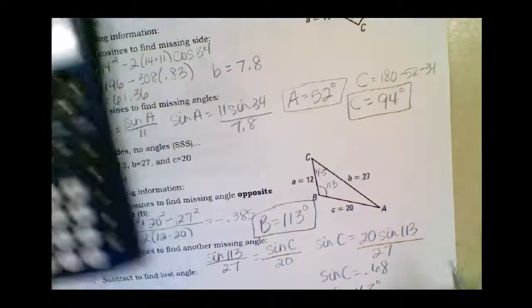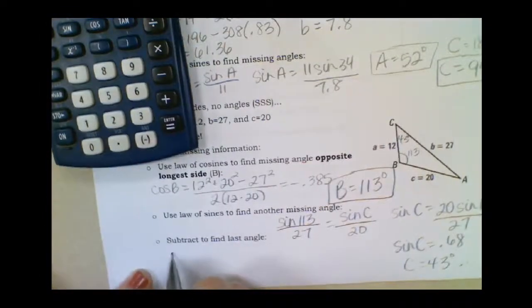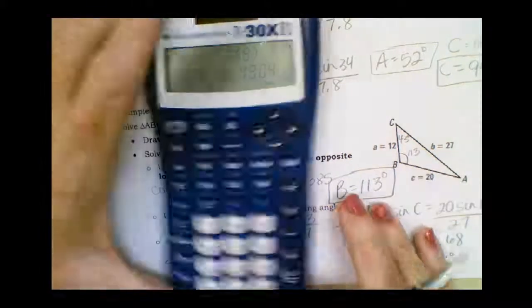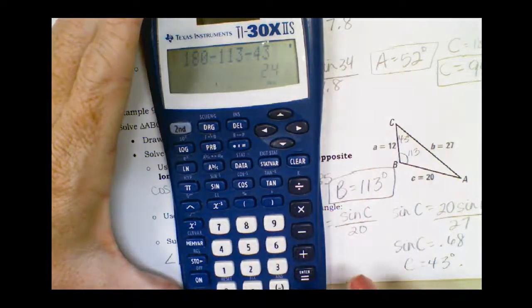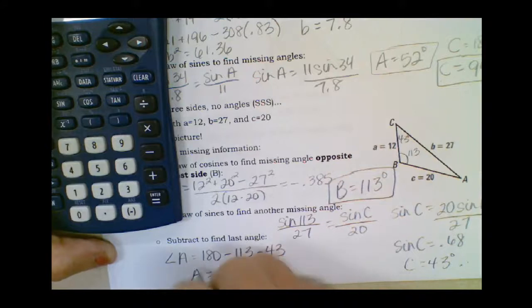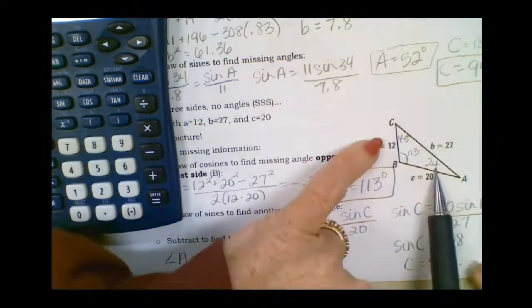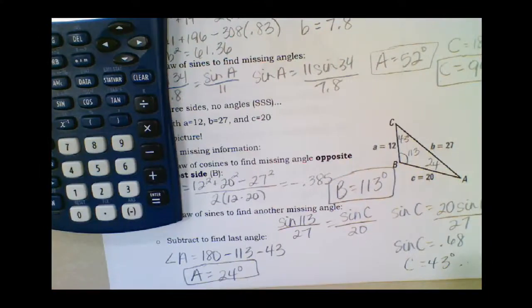And then we can easily figure out angle A, because angle A is going to equal 180 minus 113 minus 43. So A is going to equal 24 degrees. Again, go back and check your ratios, make sure they make sense. Short side, small angle, middle side, middle angle, long side, big angle. You got it. Law of sines, law of cosines. See you Monday.